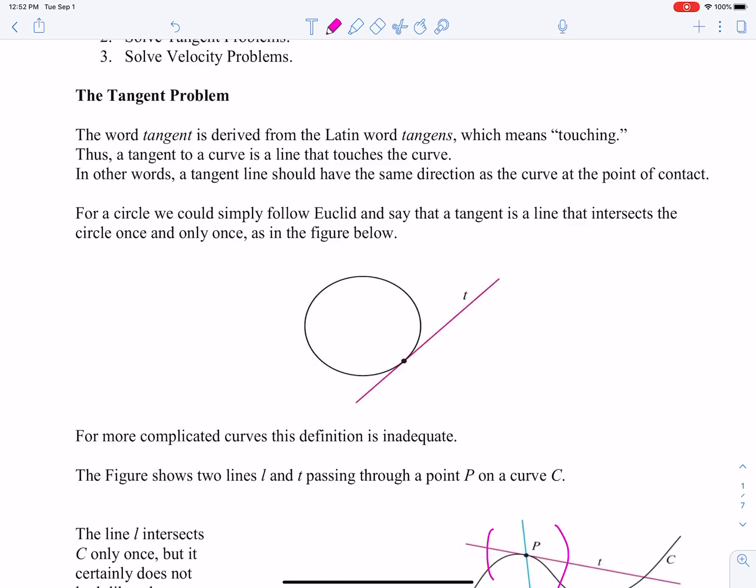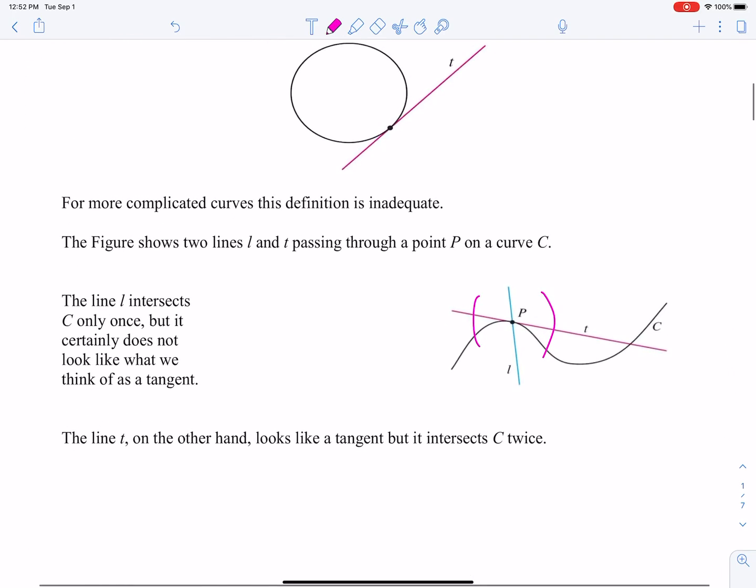All right, so the word tangent is derived from the Latin word tangens, which means touching. Now that makes sense. Again, that line's going to touch the curve in one spot. Thus, a tangent to a curve is a line that touches the curve. In other words, a tangent line should have the same direction as the curve at the point of contact. For a circle, we could simply follow Euclid and say that a tangent is a line that intersects the circle once and only once, as in the figure below. For more complicated curves, this definition gets to be a little messy.